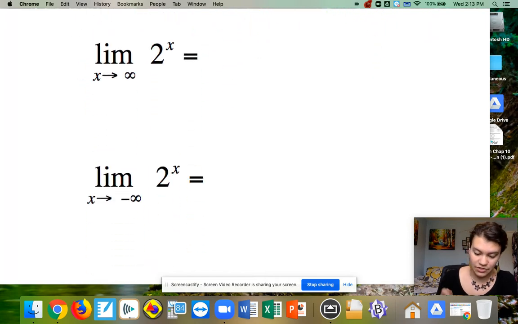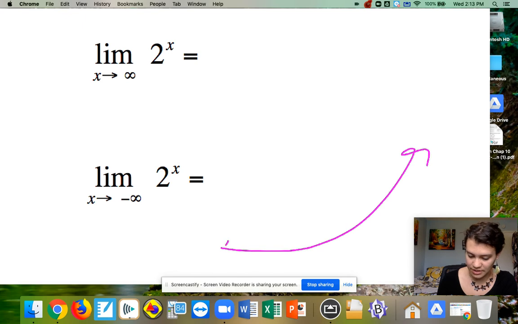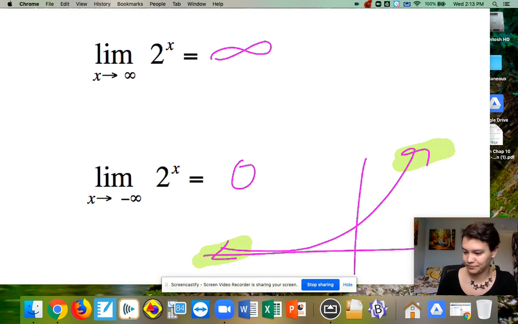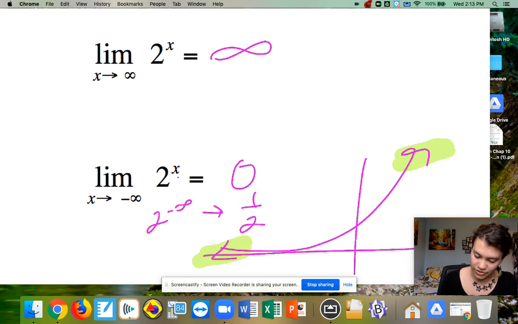All right, to think of these two, the graph of our exponential looks like this. So at infinity, we're up over here, which is going to be up at positive infinity. Negative infinity, we're down over here, which will give you 0. You can think of this, you're getting a negative exponent. So you're really getting like 2 to the negative infinity is the same as 1 over 2 to the infinity. So you're getting close to 0.